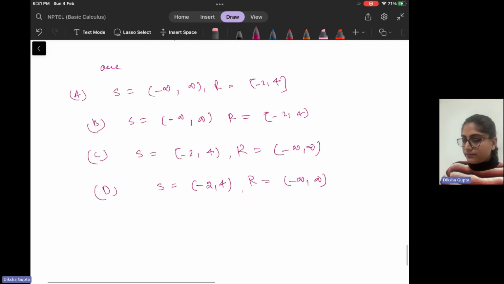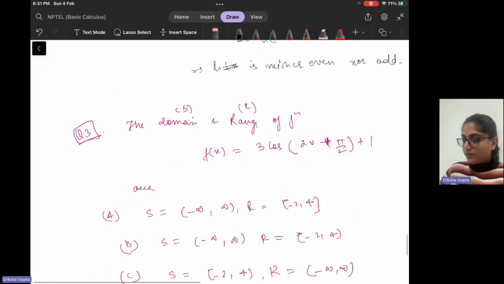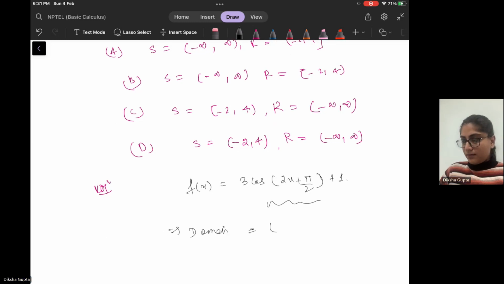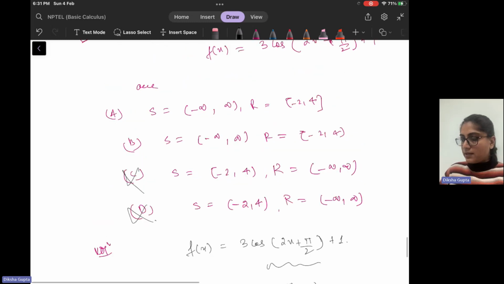Now the given function is f(x) = 3 cos(2x + π/2) + 1. Now all the trigonometric functions are defined for the whole of R. So this function will have no problem at any point. So the domain is minus infinity to infinity. So options C and D are incorrect. Now we have to find whether the range includes these 2 points, minus 2 and 4.